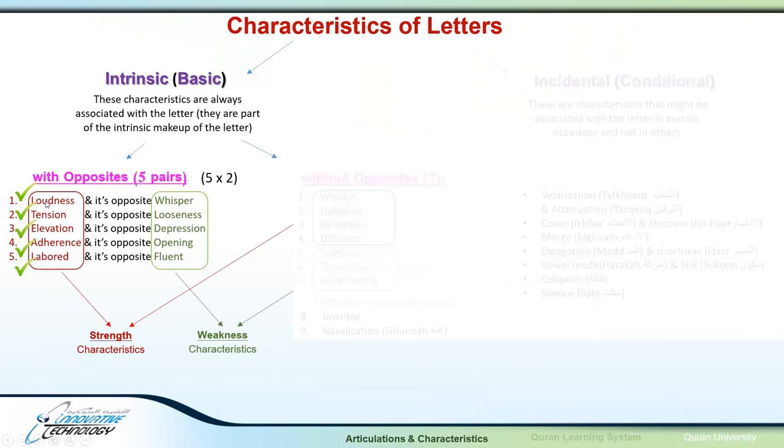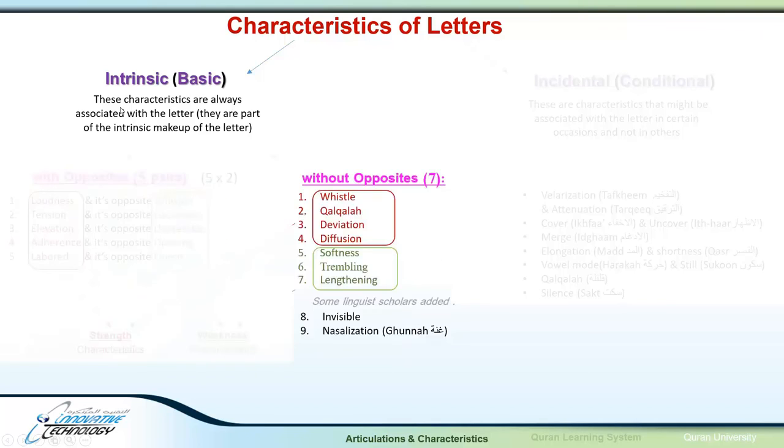So we have covered the 5 sets here and the other opposite 5, and now we'll move to the intrinsic basic characteristics without opposites. We'll quickly run through them. We'll not take them in detail.